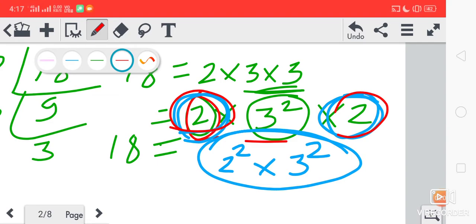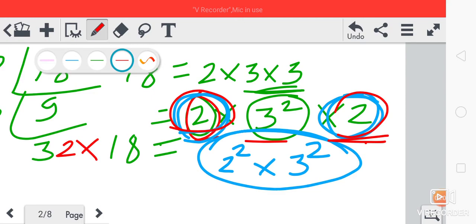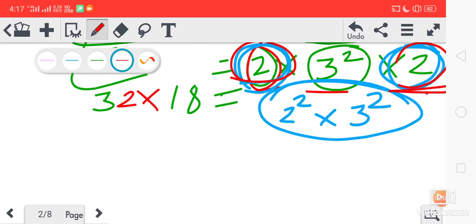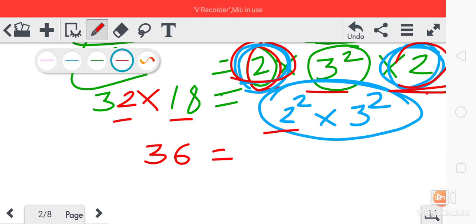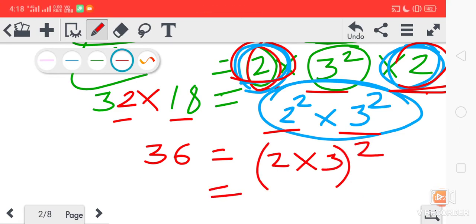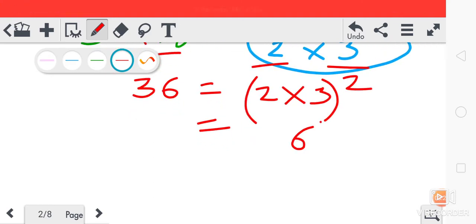Now if we multiply by 2 on the RHS, then on the LHS also we will have to multiply by 2. Now 2 into 18 we get 36. So 36 is equal to 2 square and 3 square. So overall we can write 2 into 3 whole square, that is 6 square. So 36 is equal to 6 square.